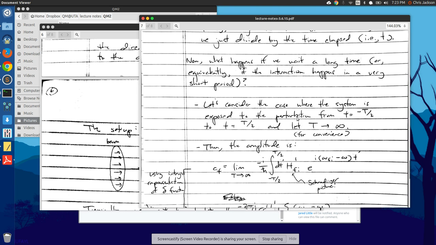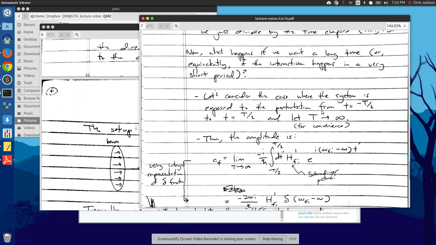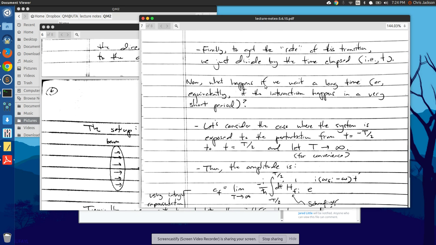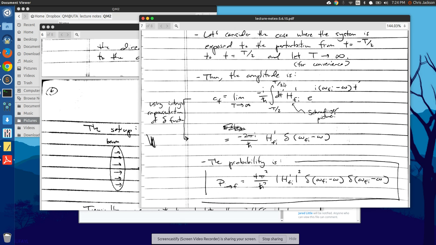Okay, so what we're going to do is consider the case where the system is exposed to the perturbation between an initial time of minus big T over 2 and a final time of big T over 2, and we're going to let big T go to infinity for convenience. So what I have is basically the same integral that we had before, except now I've replaced the limits on our integration. Instead of 0 and t, we've got minus big T over 2 and plus big T over 2, which are basically just minus and plus infinity.